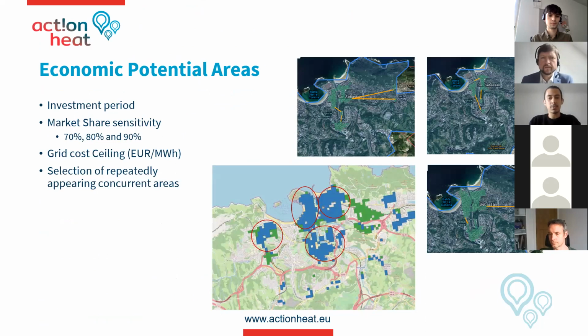So the idea is based on the input parameters, and the 2 most important parameters here are the market share and the grid cost ceiling. Market share means the potential coverage of the heat demand in the region, and the grid cost ceiling is the cost input provided based on the local heat distribution rates. Considering these sensitivities, for the case of San Sebastian, we stick to the market share sensitivity.